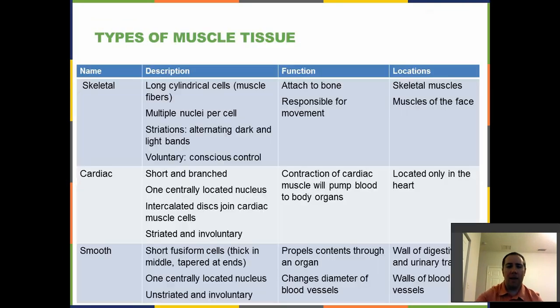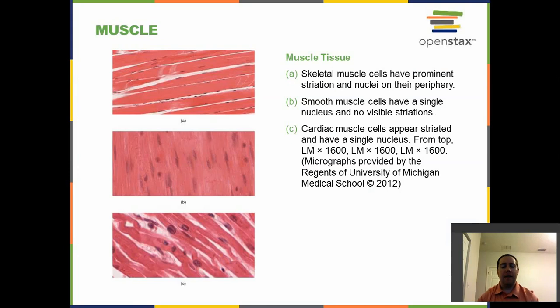Also, something the table points out is that skeletal muscle is voluntary, meaning that we can control when it contracts. I can say, fist, punch me in the head, and it comes up and it hits me in the head. I don't know if you could hear that, but I actually did hit myself in the head. So I can make my skeletal muscle do whatever I want.